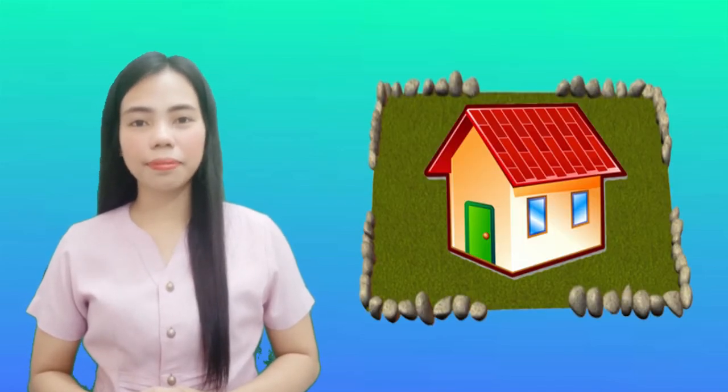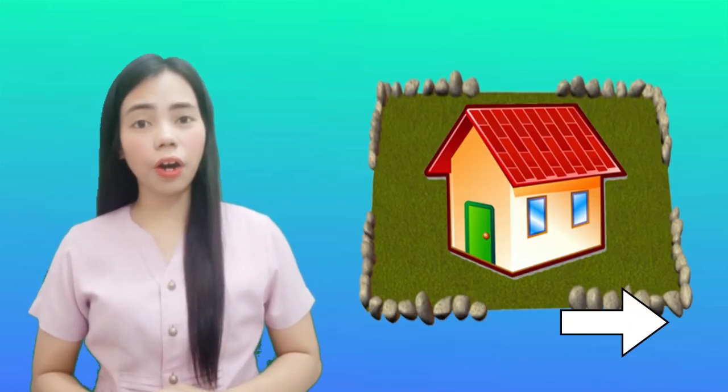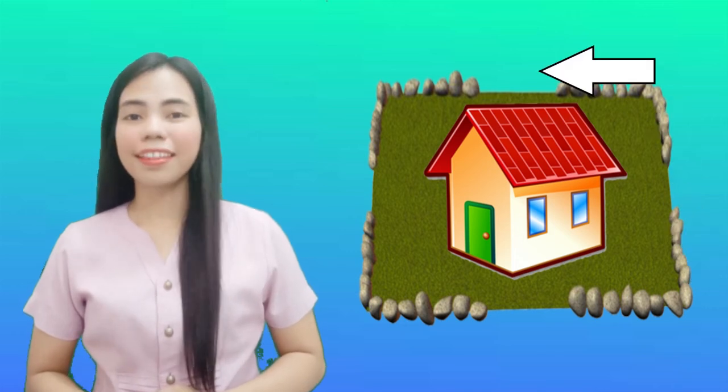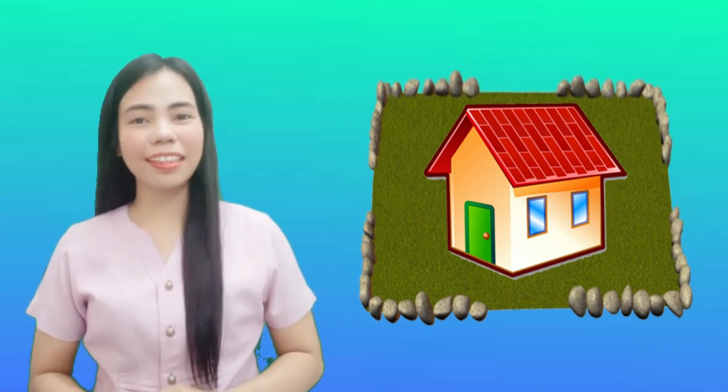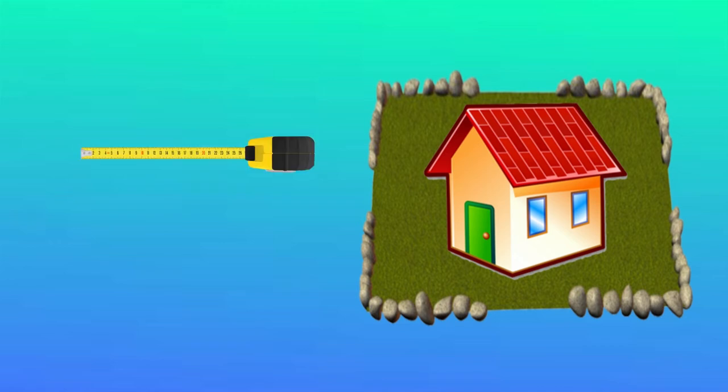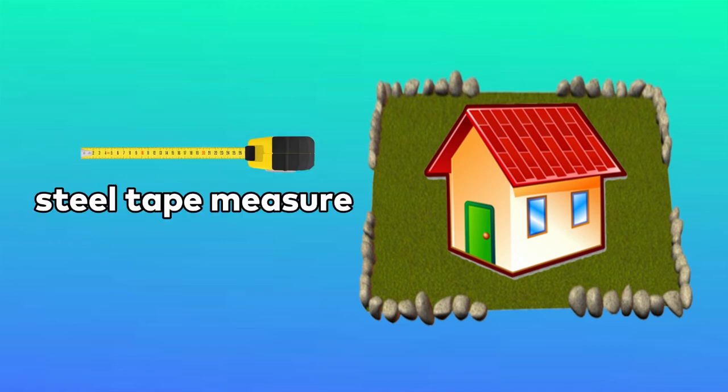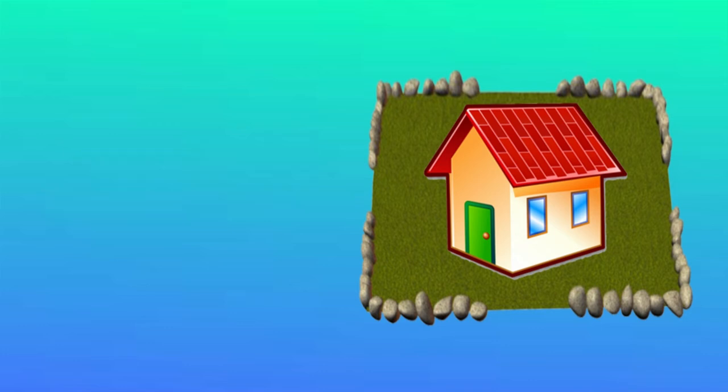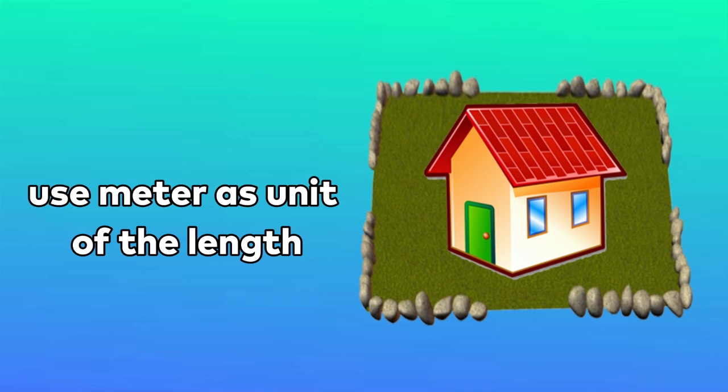Imagine you're walking along the path around your house. Do you want to know how far you have walked? Then, you need to find the path's perimeter. To measure the sides of the path, we will use a steel tape measure because the sides are longer and have bigger dimensions. The unit of length to be used is meter.